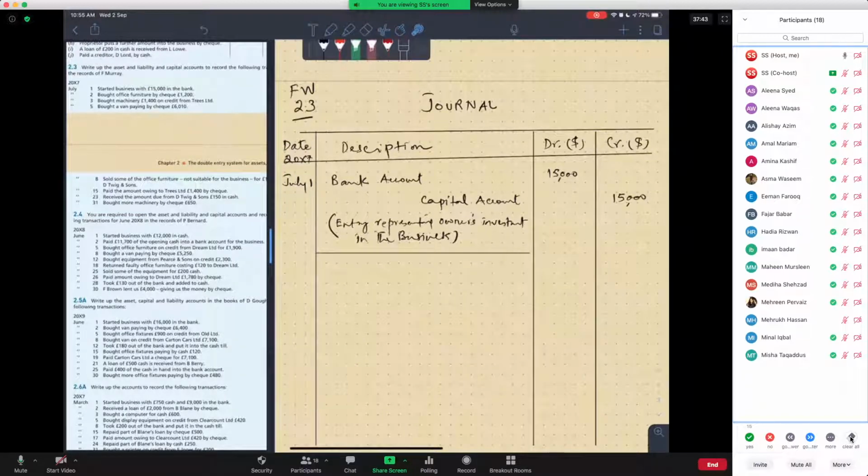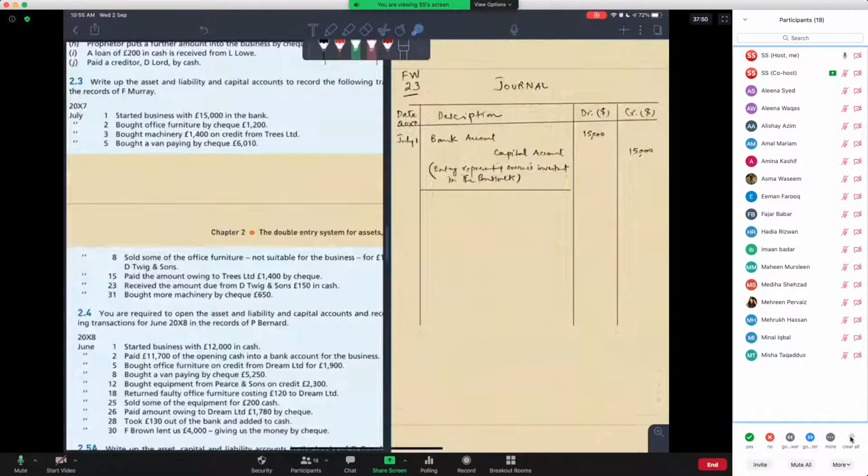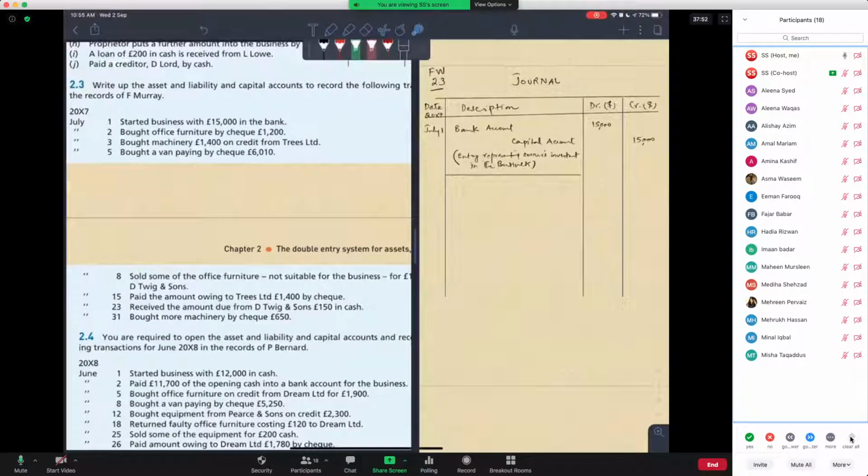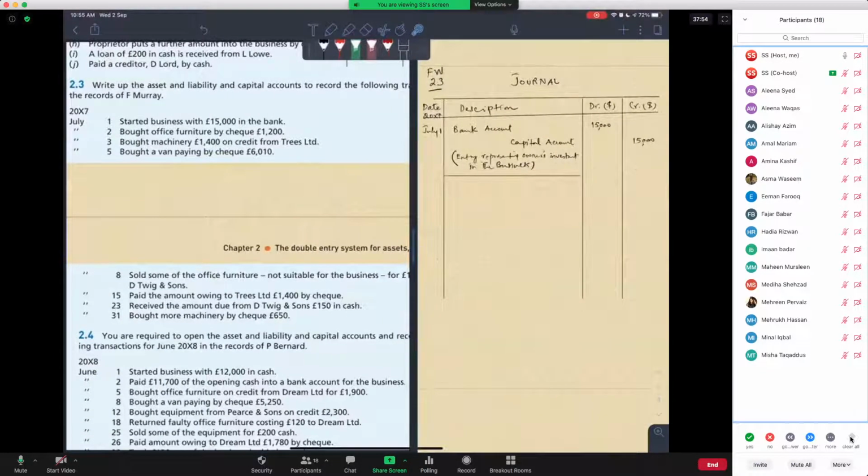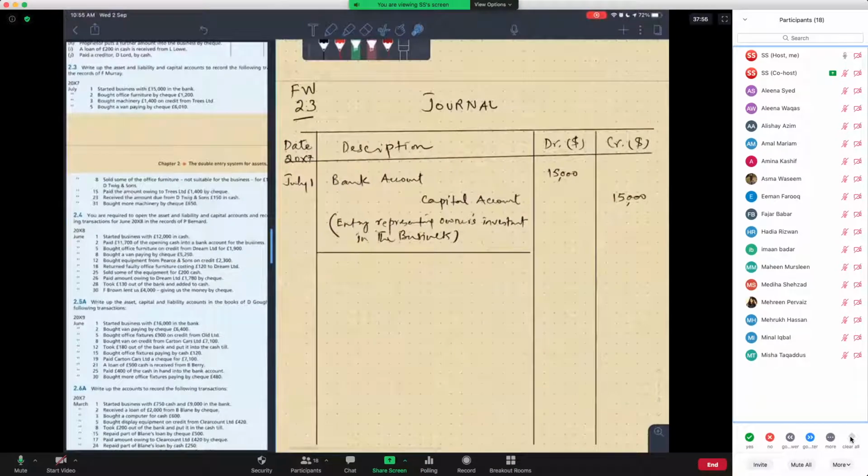Okay, great, excellent. The next transaction is that bought office furniture paying by check. So we are going to break it down into its debit and credit components. So July the 2nd, we will debit the furniture account.